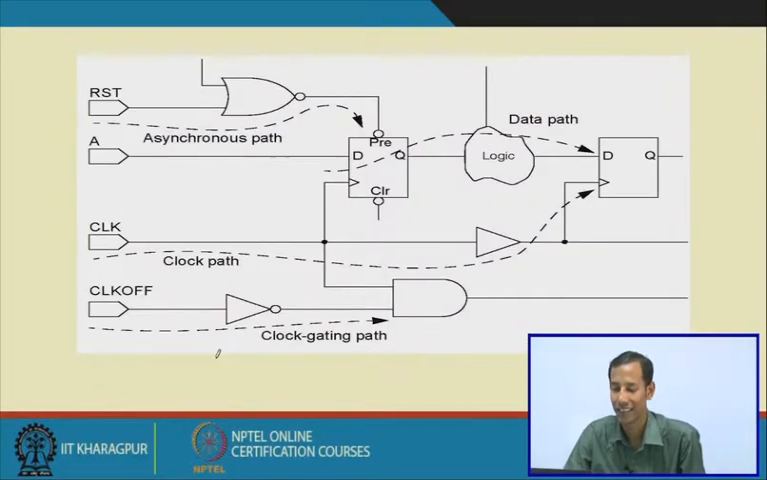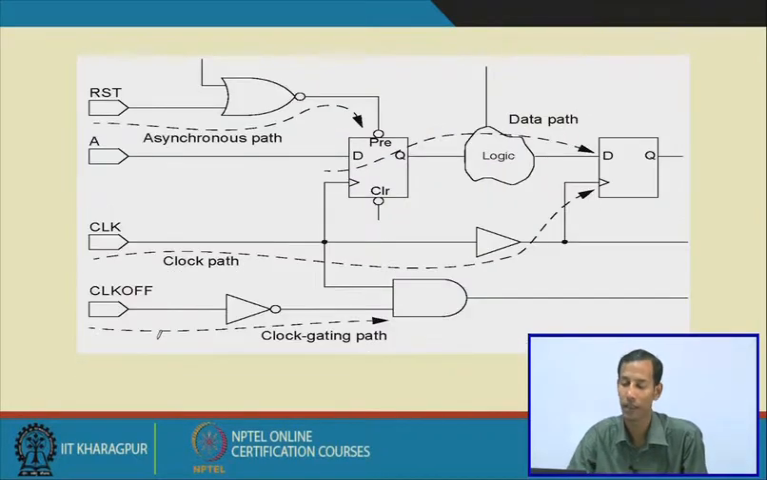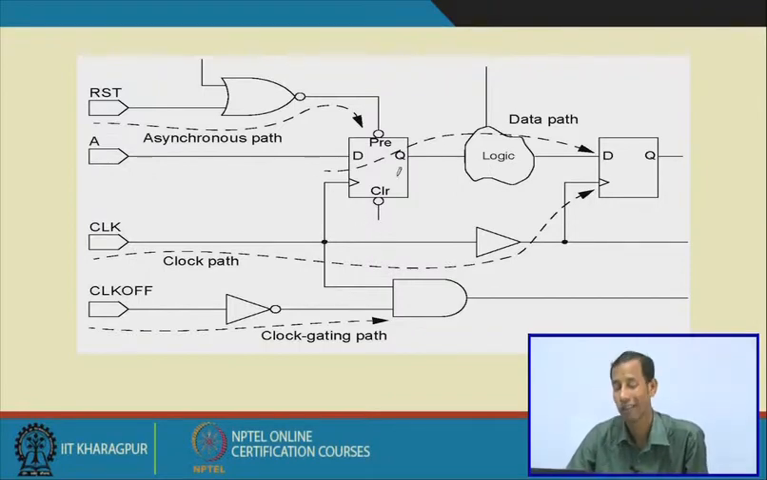So, there is another example. Whatever we have mentioned here, that is what is the clock path, what is the clock gating path, what is the asynchronous path, what is the data to data check path. I want to show you this in a circuit. So, this circuit shows you all these paths.